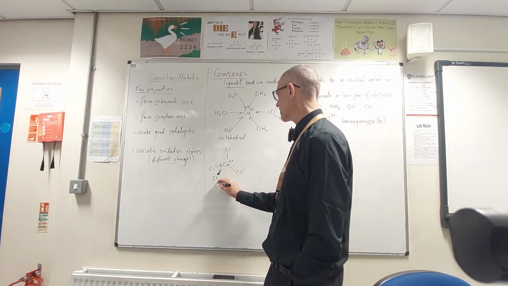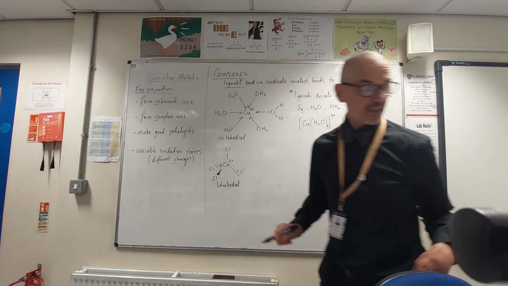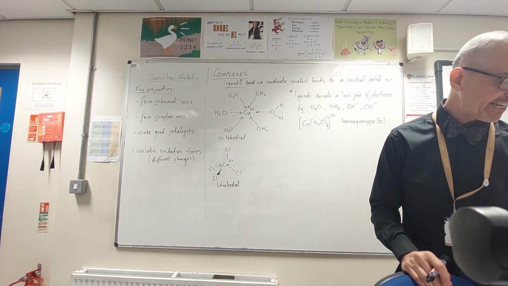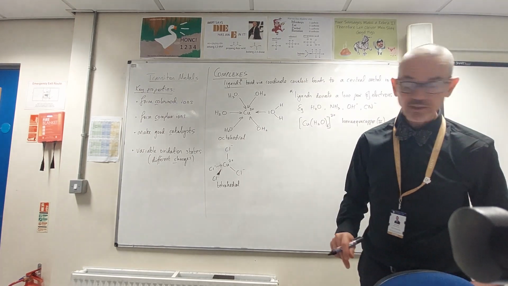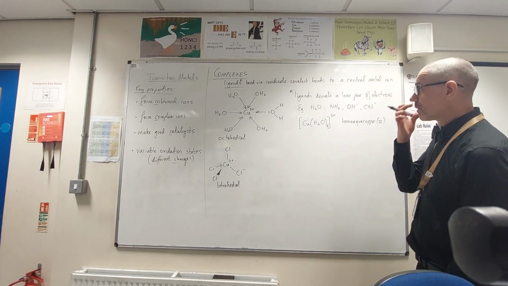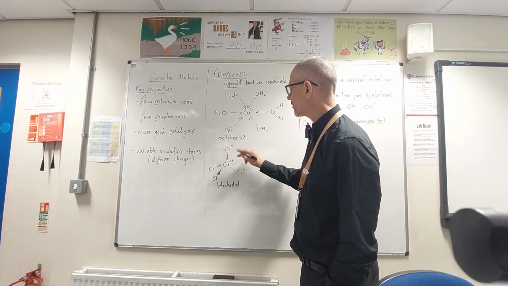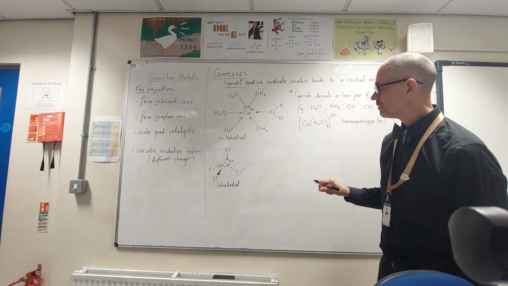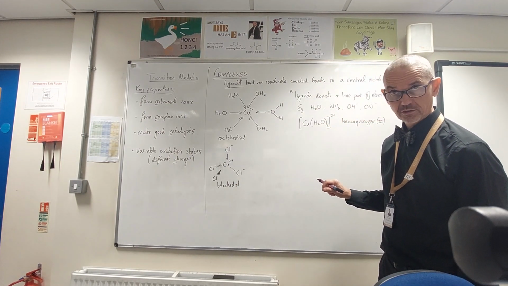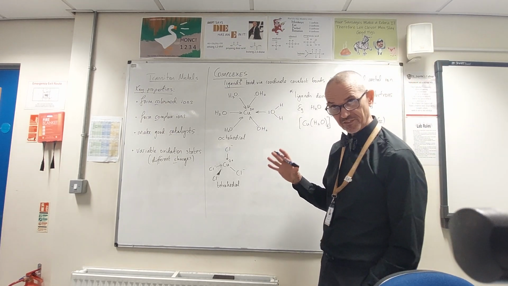Four chlorines around it, tetrahedral. And so on. We can also have square planar and linear, and so on. So one point of attachment to the metal ion is called what? As opposed to 2 points of attachment or 6 points of attachment?